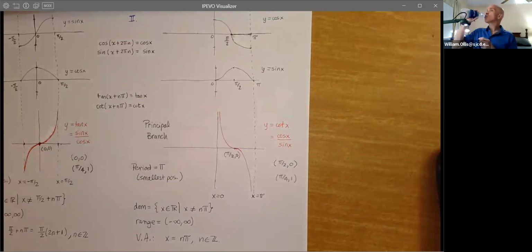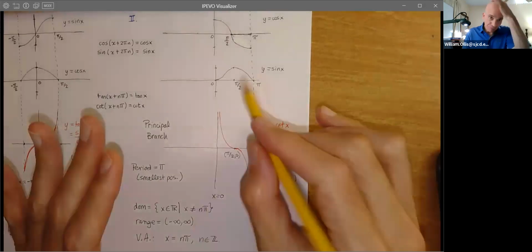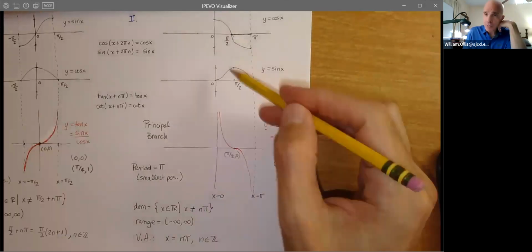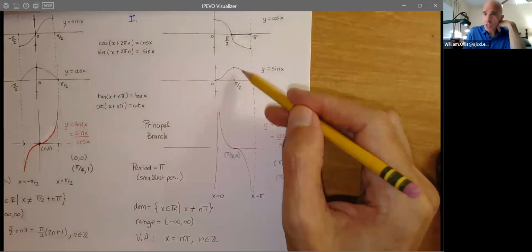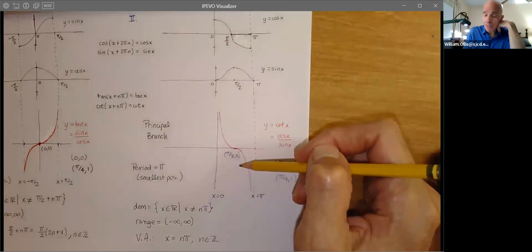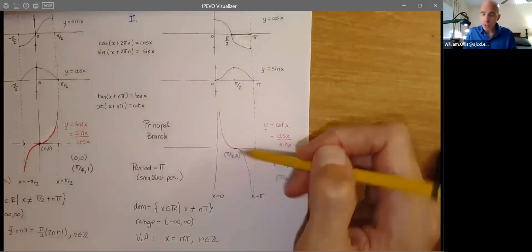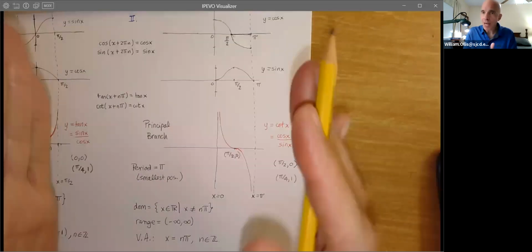So the key here, ladies and gentlemen, is just to look at these graphs in terms of ratios. You can always think about different ways to make a graph from given graphs. And I found that when I look at the graphs this way, it's easy for the students to understand the sign convention, and then it's easier for them to see the vertical asymptotes.